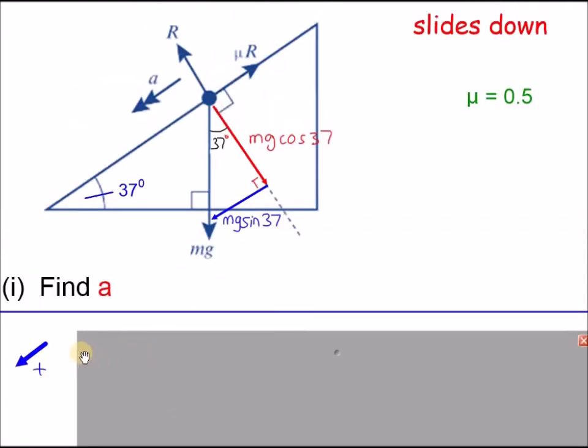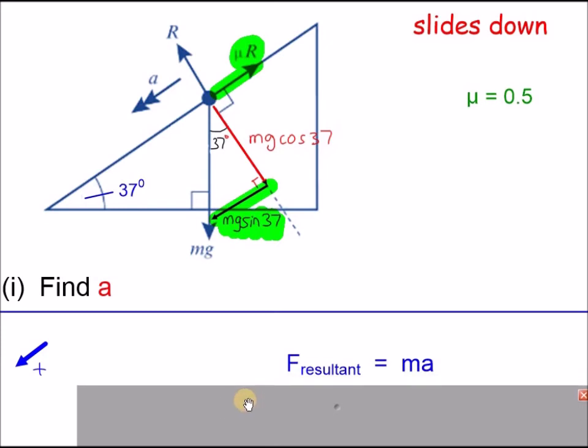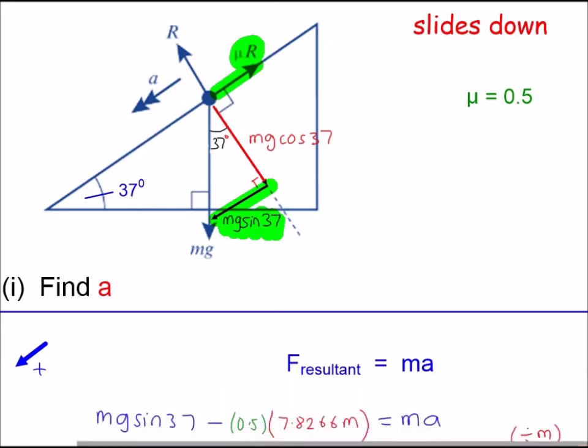Now resolving forces parallel to the incline, and this is the positive direction this time, so we have this force mg sin 37, and we have the frictional force mu R. Now there will be acceleration, so there will be a resultant force this time, so F equals ma. So mg sin 37 minus mu R, where mu is 0.5, and that was given here, times the normal reaction force, which we've just calculated, equals the mass m times acceleration.